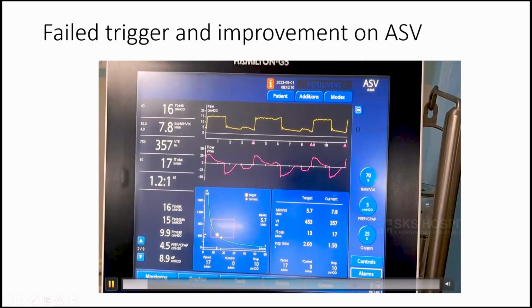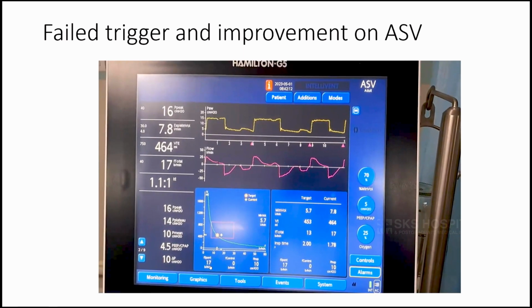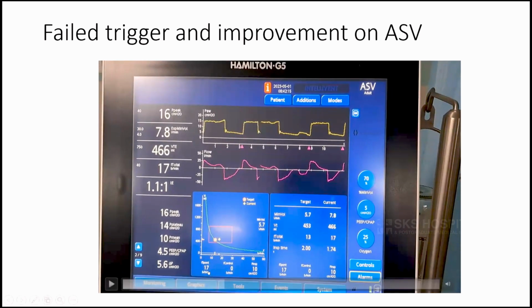I also want you to observe that the pressure support here is an adaptive support ventilation. So all the breaths are taken by the patient. The breath rate is about 17, and you can see the inspiratory pressure is 10, which means there is 10 centimeters of pressure support. As we go along the graph, I want you to see what happens to his tidal volume, what happens to his respiratory rate, and also what happens to his pressure support.